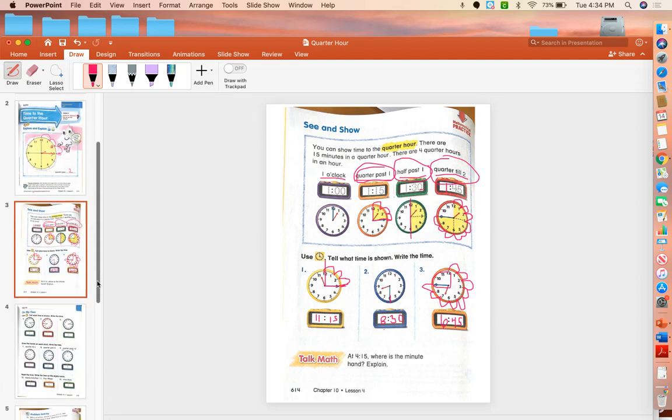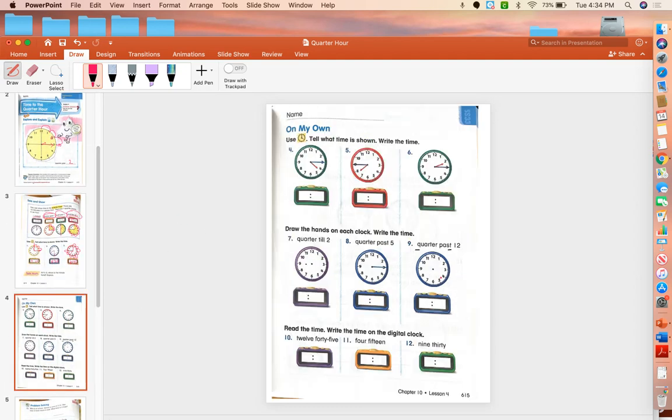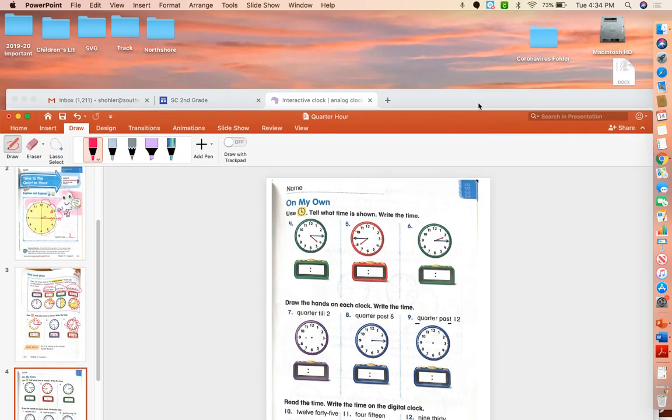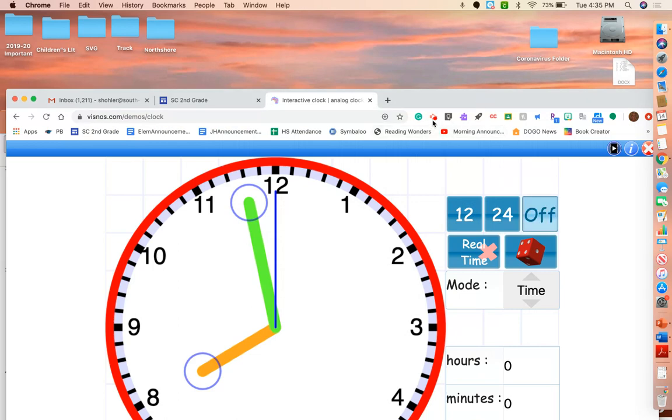All right, we are going to move on to page number 615. I want you to try to do 4, 5, and 6 on your own. It says, tell what time is shown and write the time. Go ahead and do that now. Put me on pause.